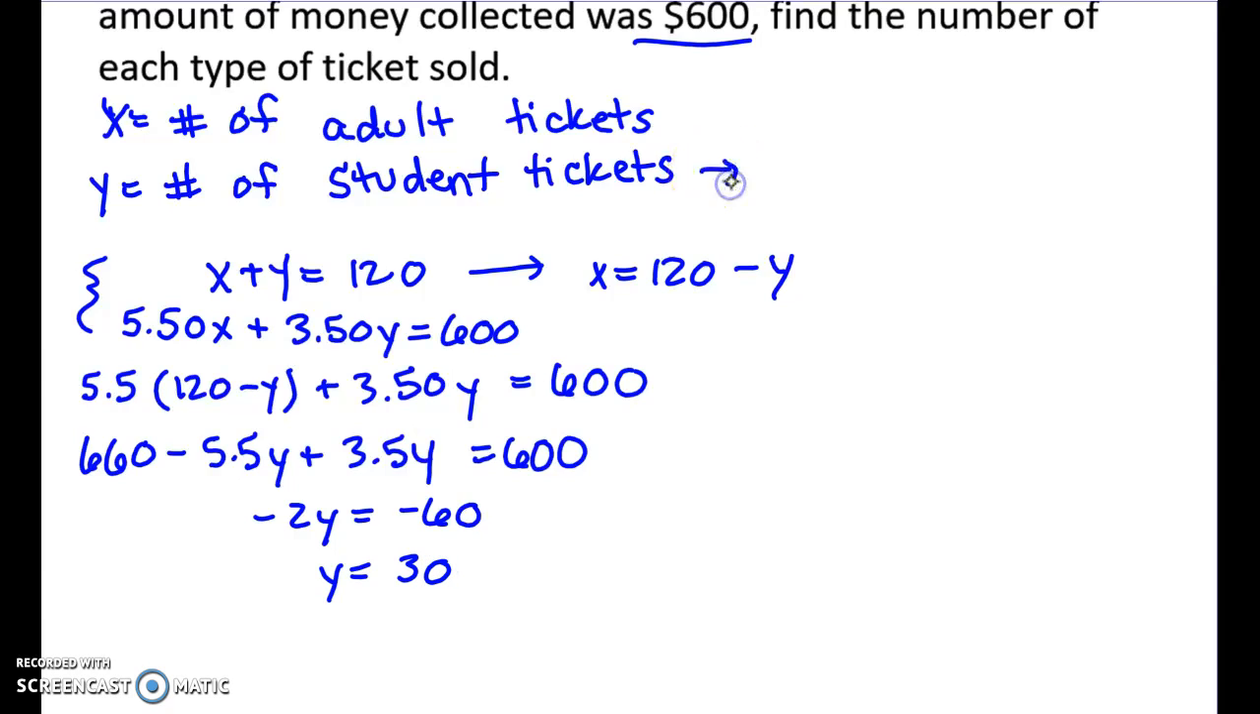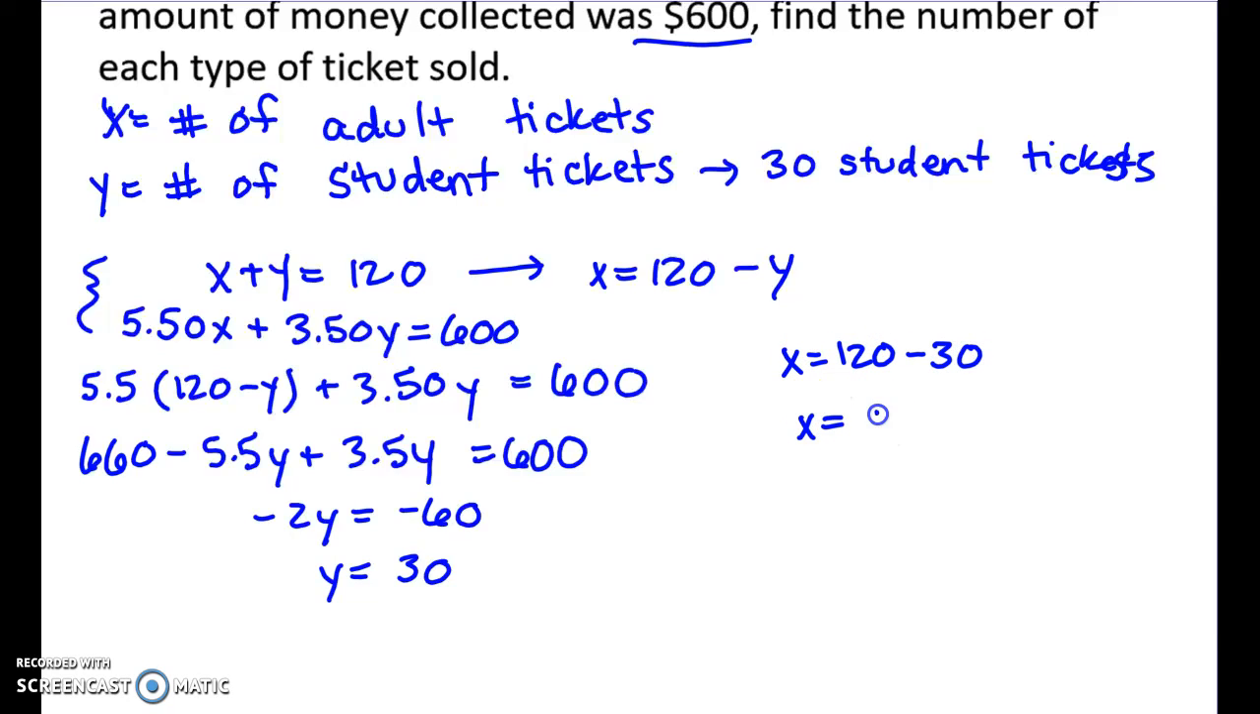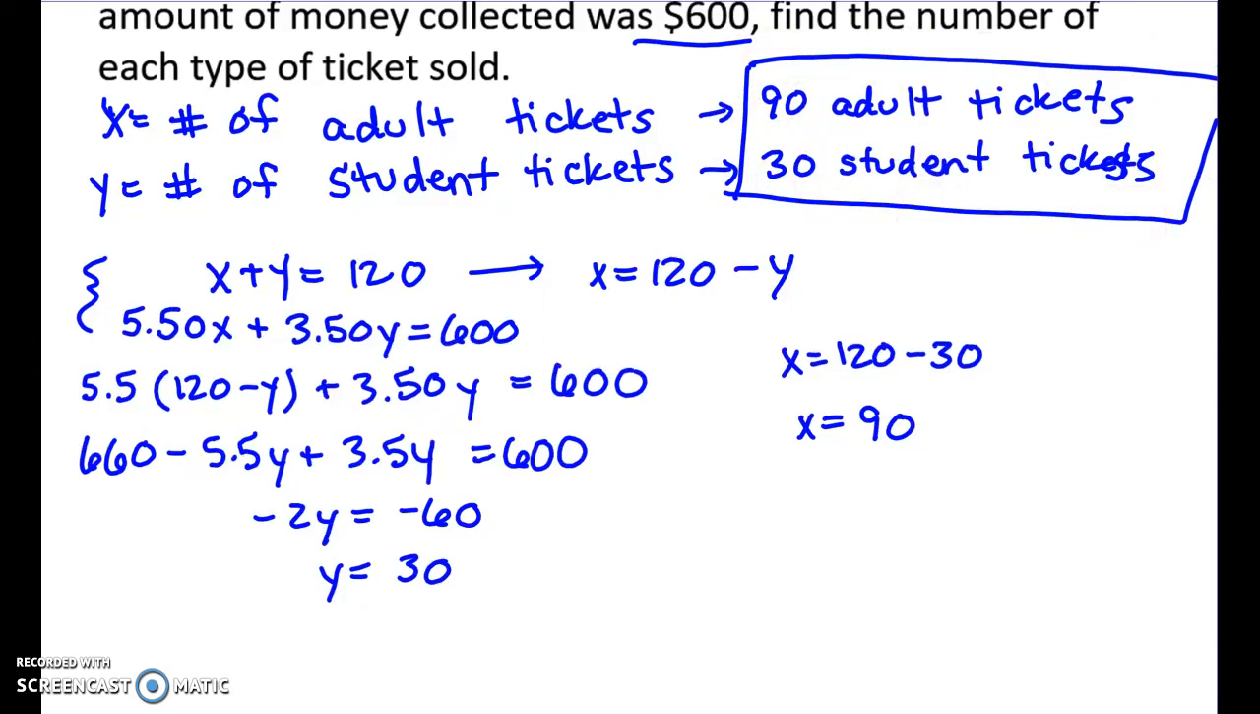That means we sold 30 student tickets. Well, I now need to figure out how many adult tickets. I plug that into x plus y equals 120. I also know that x equals 120 minus y, so I do 120 minus 30 to get that we sold a total of 90 adult tickets. So 90 adult tickets. Guys, you must always, at the end of these problems, interpret your results so that we know what each of those numbers stand for.